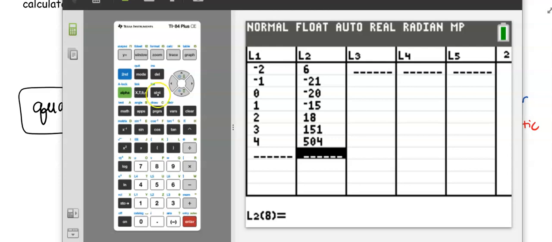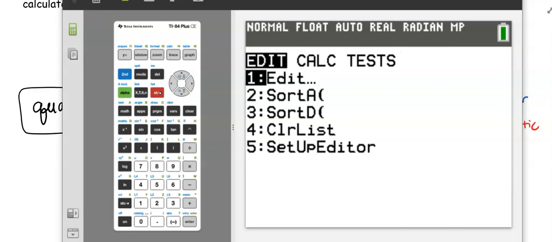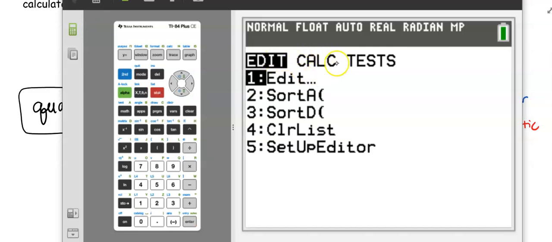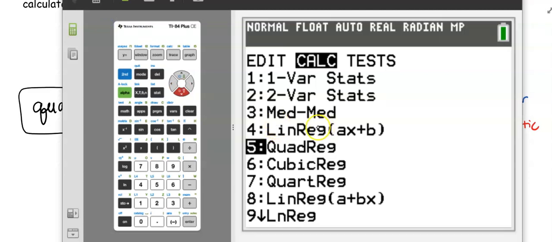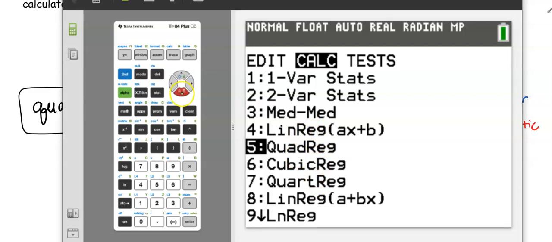Once we have our numbers, we're going to go back to stat. This time we're going to make a calculation. So I need the next column. We're going to arrow to the right, and we're going to go down. We're going to be using these regressions. Notice linear regression, quadratic regression, cubic regression, quartic regression. That's why we needed to use finite differences first. I needed to figure out which regression I needed, and we said that it was a quartic graph.